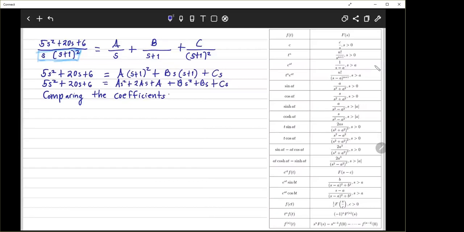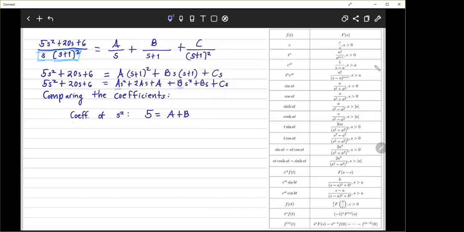Yeah. So let's compare the coefficients. I'm going to start with the coefficients of s squared. Now on the left side, the coefficient of s squared is 5. Equate natin siya sa coefficient ng s squared dun sa kanan. And sa kanan, we have a and b. Ayan. So we have a plus b. So 5 equals a plus b.